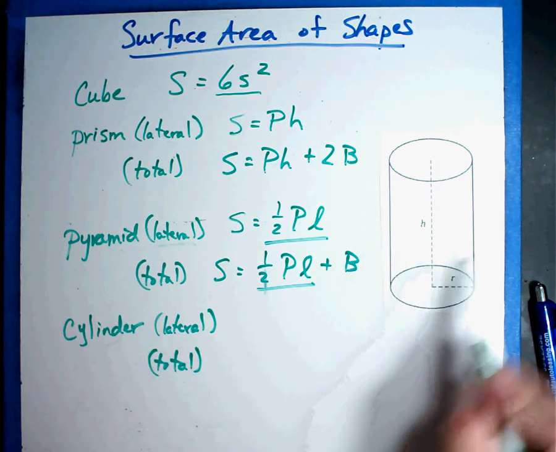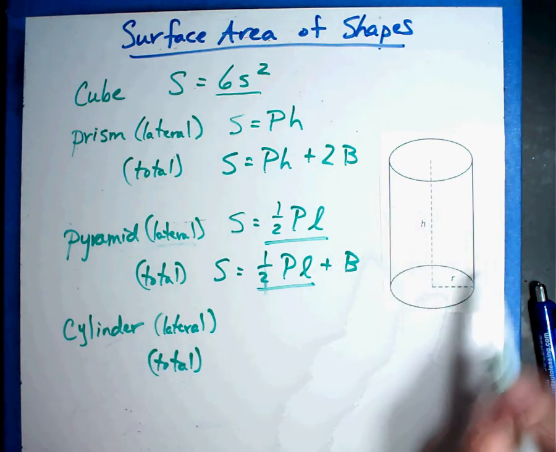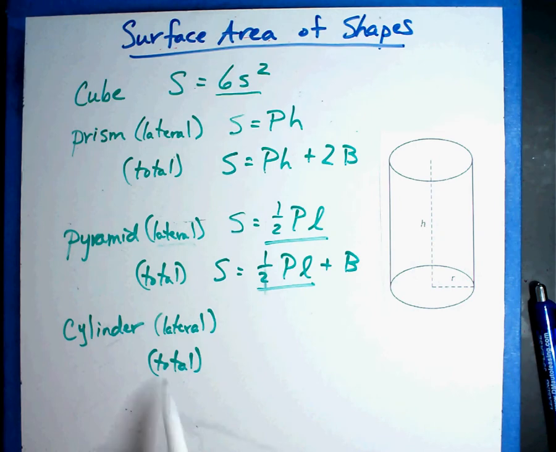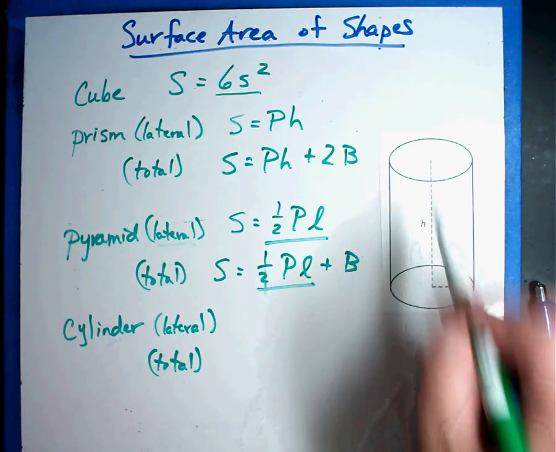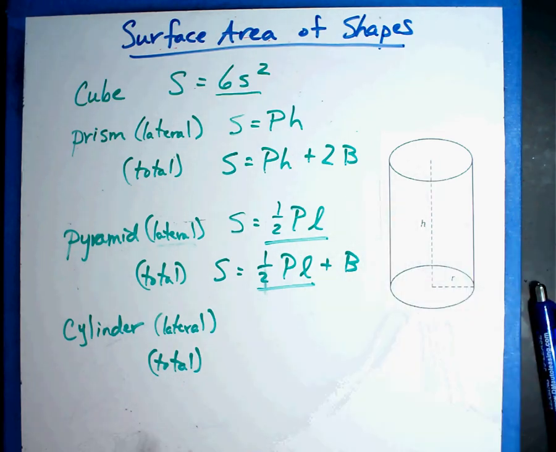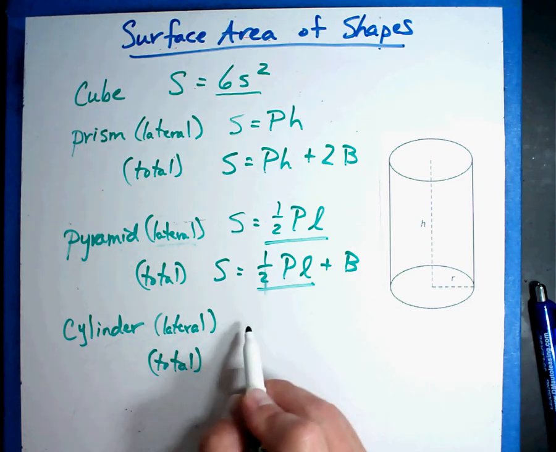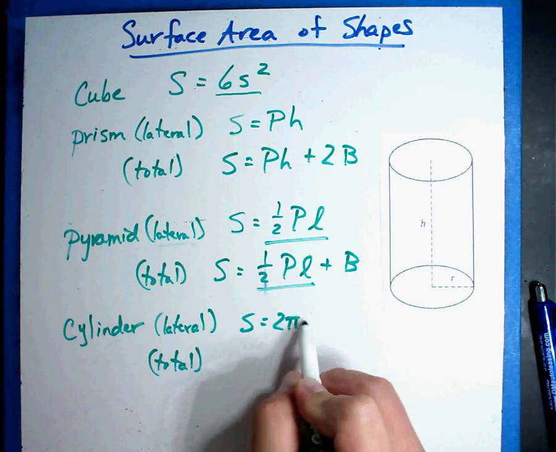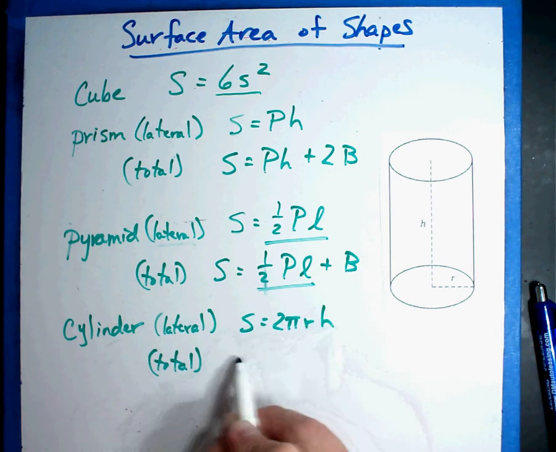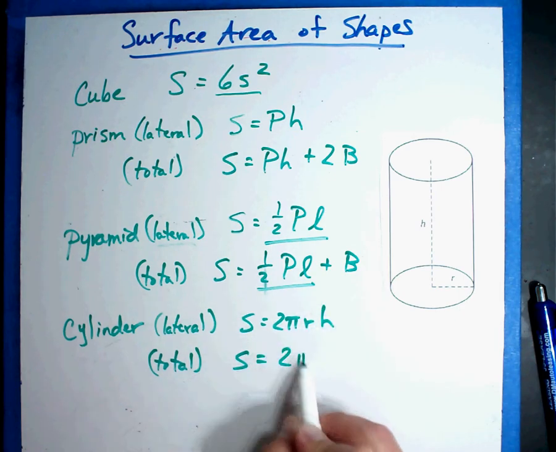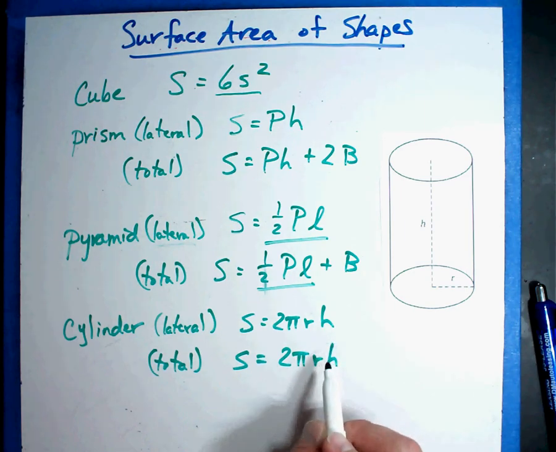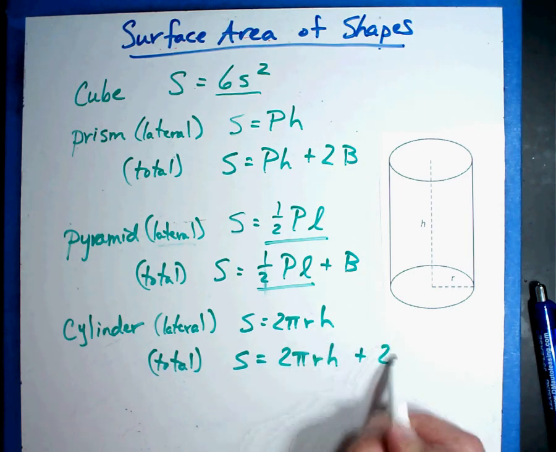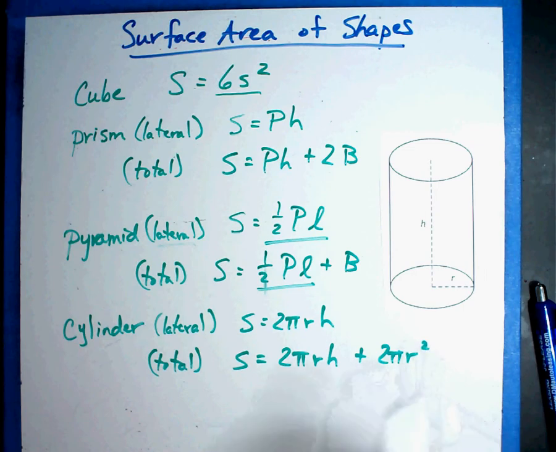Lateral means if we wanted to paint all the way around this cylinder, the total is going to be if we paint it all the way around plus the top and the bottom. So I bet the top formula is going to be built into the second one. Surface area is going to be 2 pi r h, and the total is going to be 2 pi r h plus 2 pi r squared. Now, that one looks hard, but it's not too difficult. Okay? Let's see what this does for us.